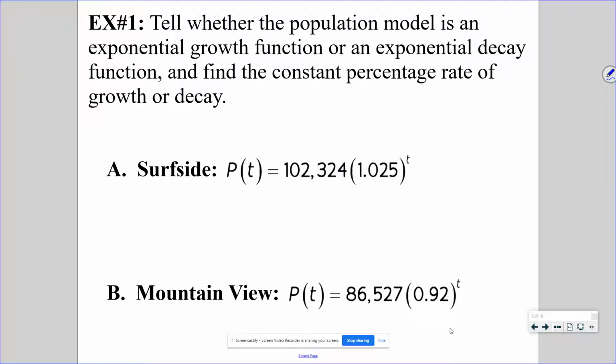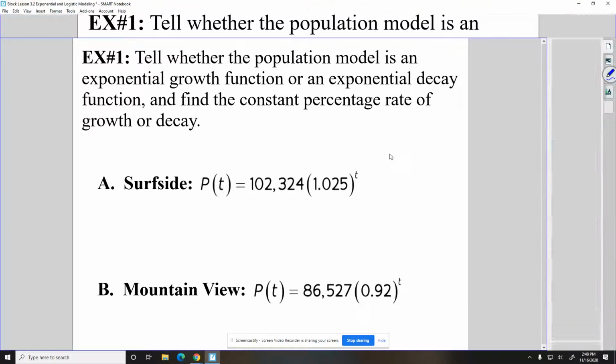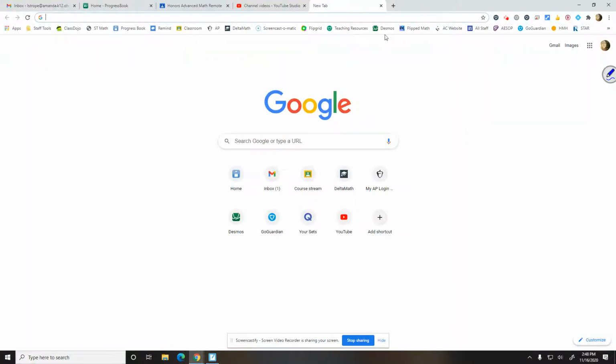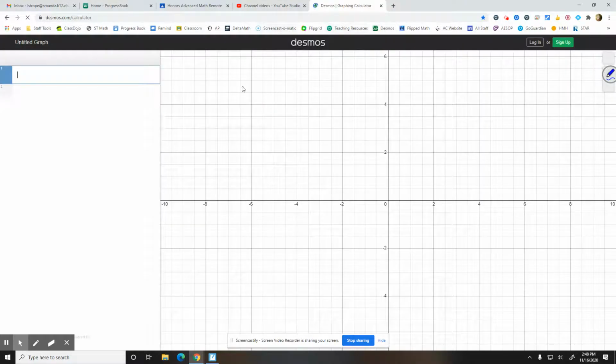When we look at these two formulas, they both represent the population of certain towns. And it simply says, tell whether the population model is an exponential growth function or an exponential decay function. So I'm going to show you how to do this with a graph, and I'm also going to show you how to do this without one. So let's start with a graph. You would just go to something like Desmos, and you would be looking for either a growth curve or a decay curve.